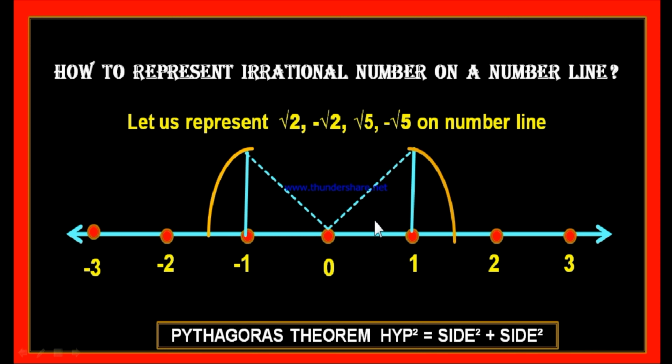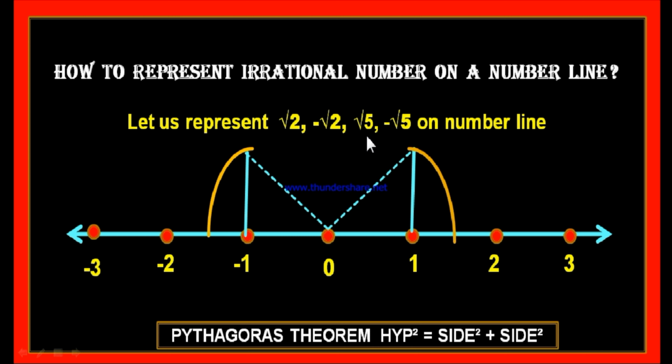Therefore, the distance between 0 and this point of intersection is root 2 units, and the distance between 0 and this point of intersection on the negative side of the number line is minus root 2 units. Later we will sketch to find root 5 and minus root 5.